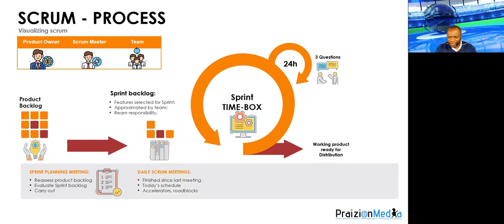3 questions will be answered during the daily Scrum meetings. And the questions are, what have you finished since our last meeting? What are you going to work on between now and our next meeting? Or what's today's schedule? And are there any roadblocks or maybe opportunities for accelerators? Those are all questions that could be asked.